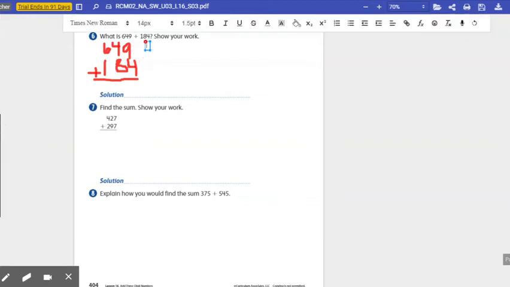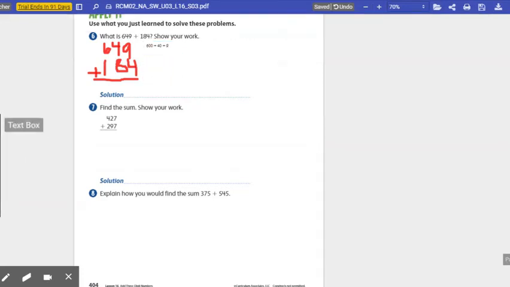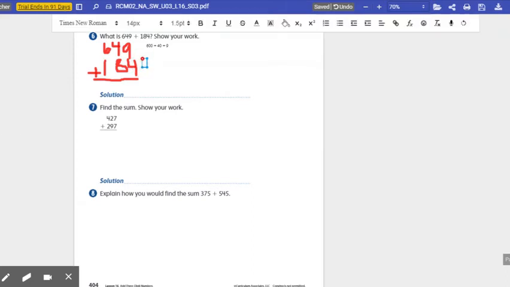So let's talk about 649. How many hundreds are in 649? There are 6 hundreds, so it has the value of 600. Then we're going to add our tens to that hundred. So what's the value of 4 tens? The value of 4 tens is 40. And the value of 9 ones is 9. Okay?